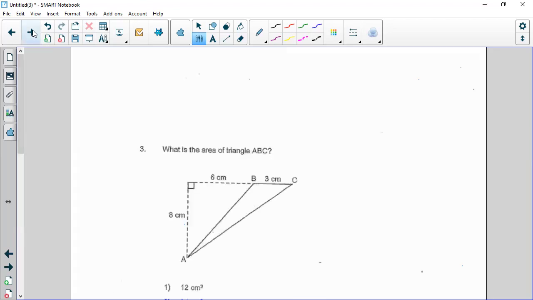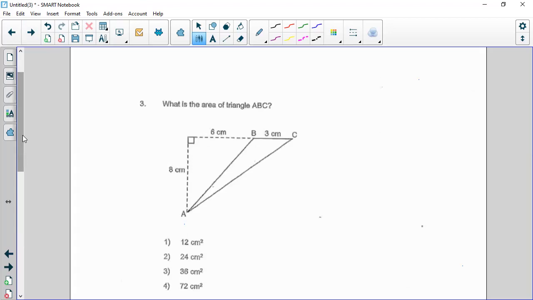Let's go to question 3. What's the area of the triangle? You need to know what triangle you're looking at, because there are some triangles inside here. You are looking at this triangle. Then you must find the base. The base is usually horizontal, so half times 3, the base. Then where is the height?